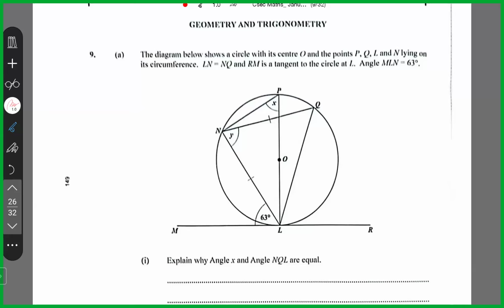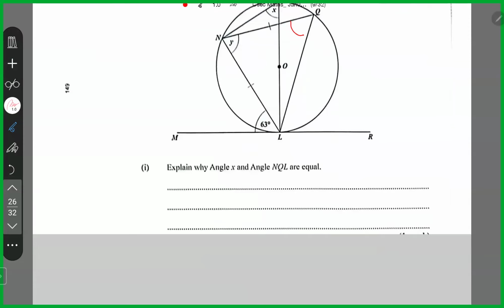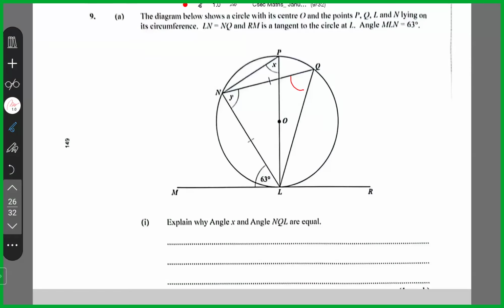Explain why angle X and angle NQL are equal. Angle NQL is this angle here. Why are they both equal? Well, first of all, they're angles in the same segment. Angles in the same segment subtended by the same arc or by the same chord are equal. So if P is X, the angle at Q is also X.